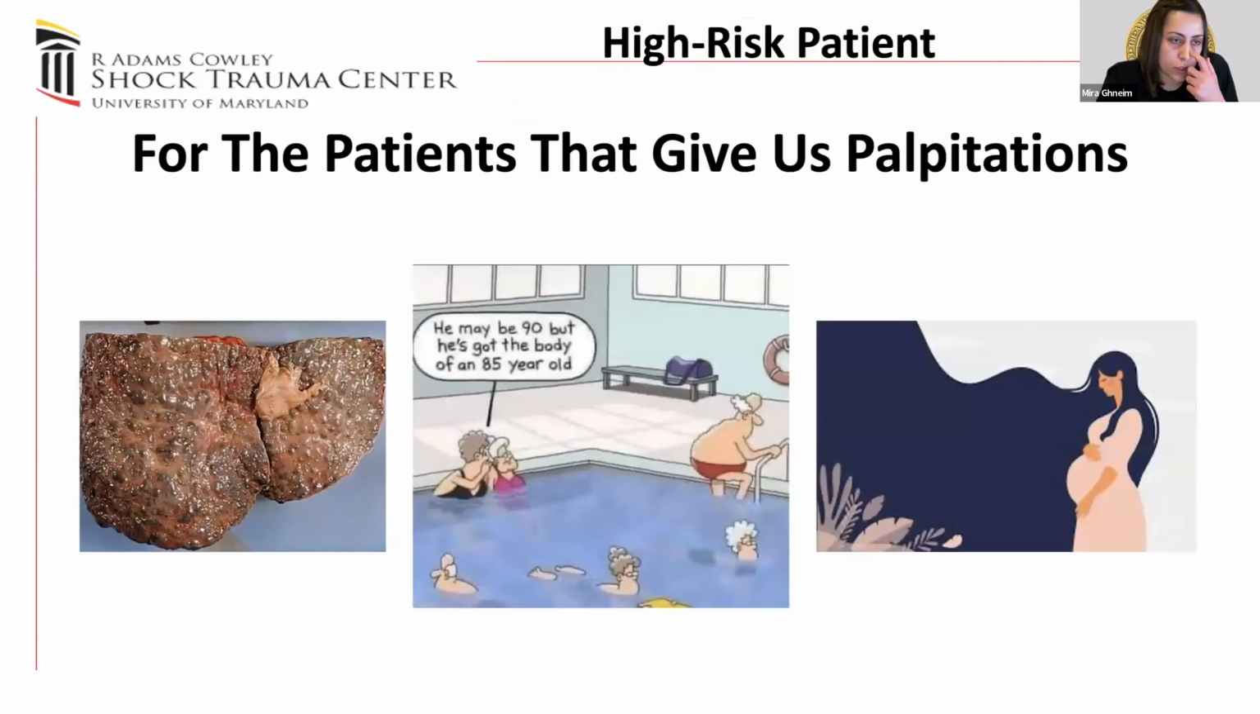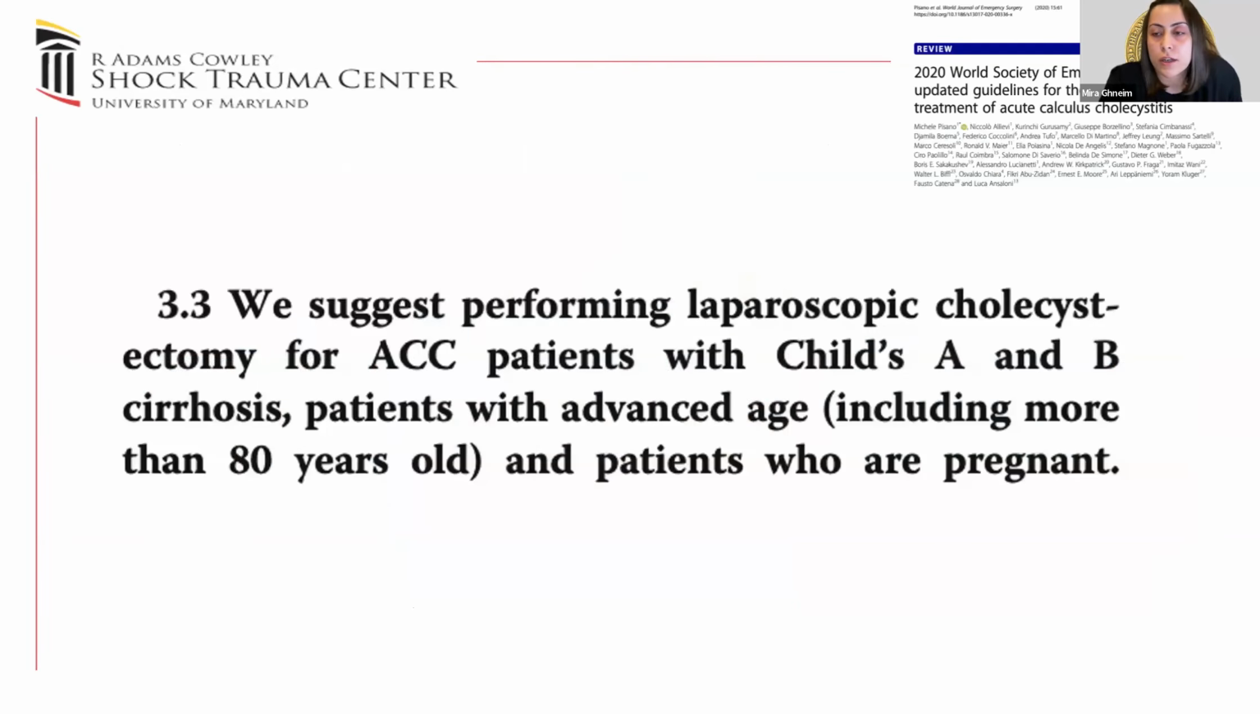For some of the special populations that give us palpitations when we meet them in the emergency room, so the cirrhotic, the older adult, and the pregnant patient, the current recommendations are actually to perform cholecystectomies in Child's A and B cirrhotic patients, in older adults, including patients of advanced age, so 80 plus, as well as patients who are pregnant. There are no studies that have actually compared lap chole to a perc chole tube in cirrhotics.